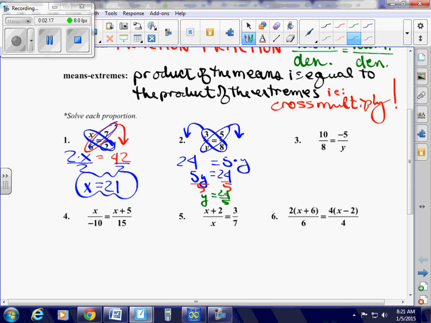Number 3, multiply these two. Negative 5 times 8, negative 40. Multiply these two, 10 times y. Dividing both sides by 10, and we get y is equal to negative 4.